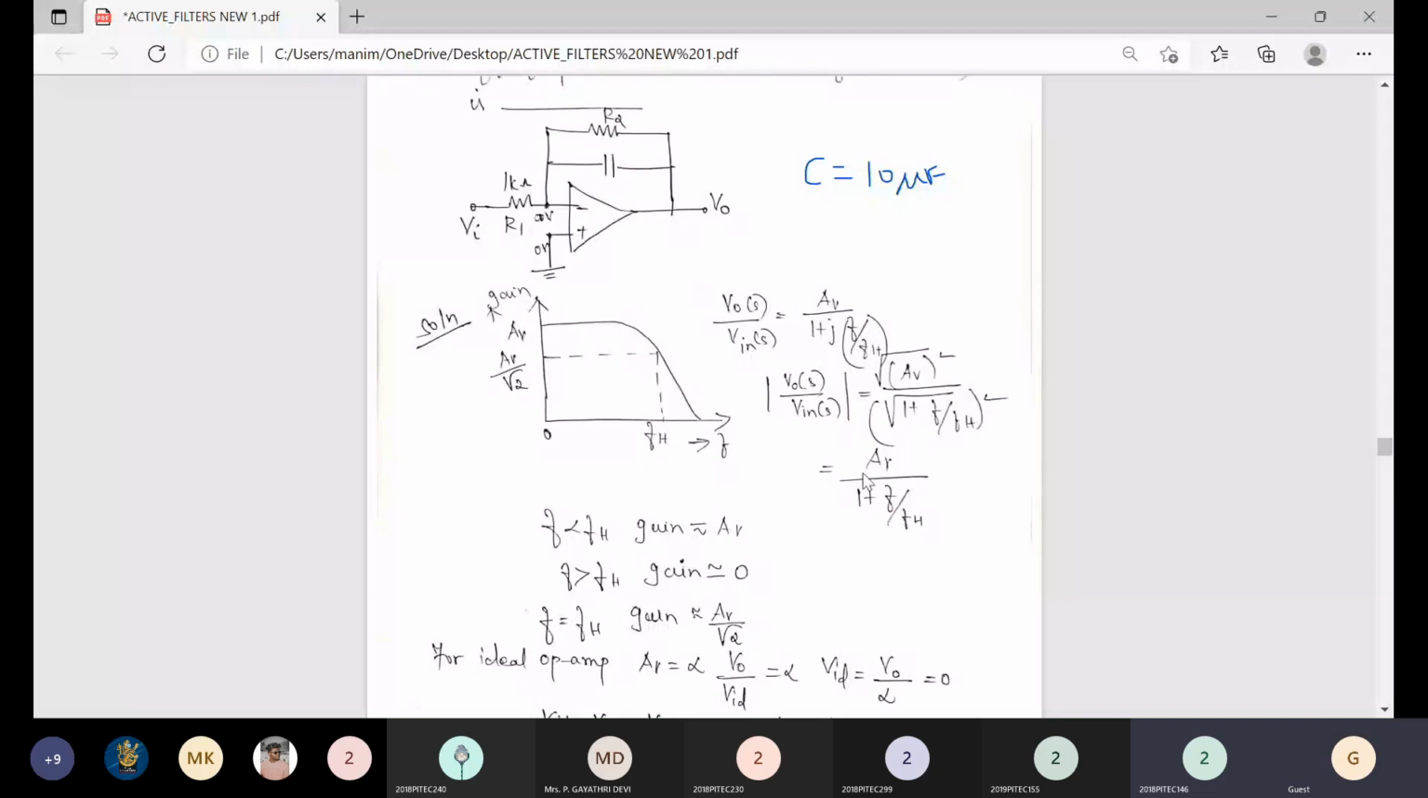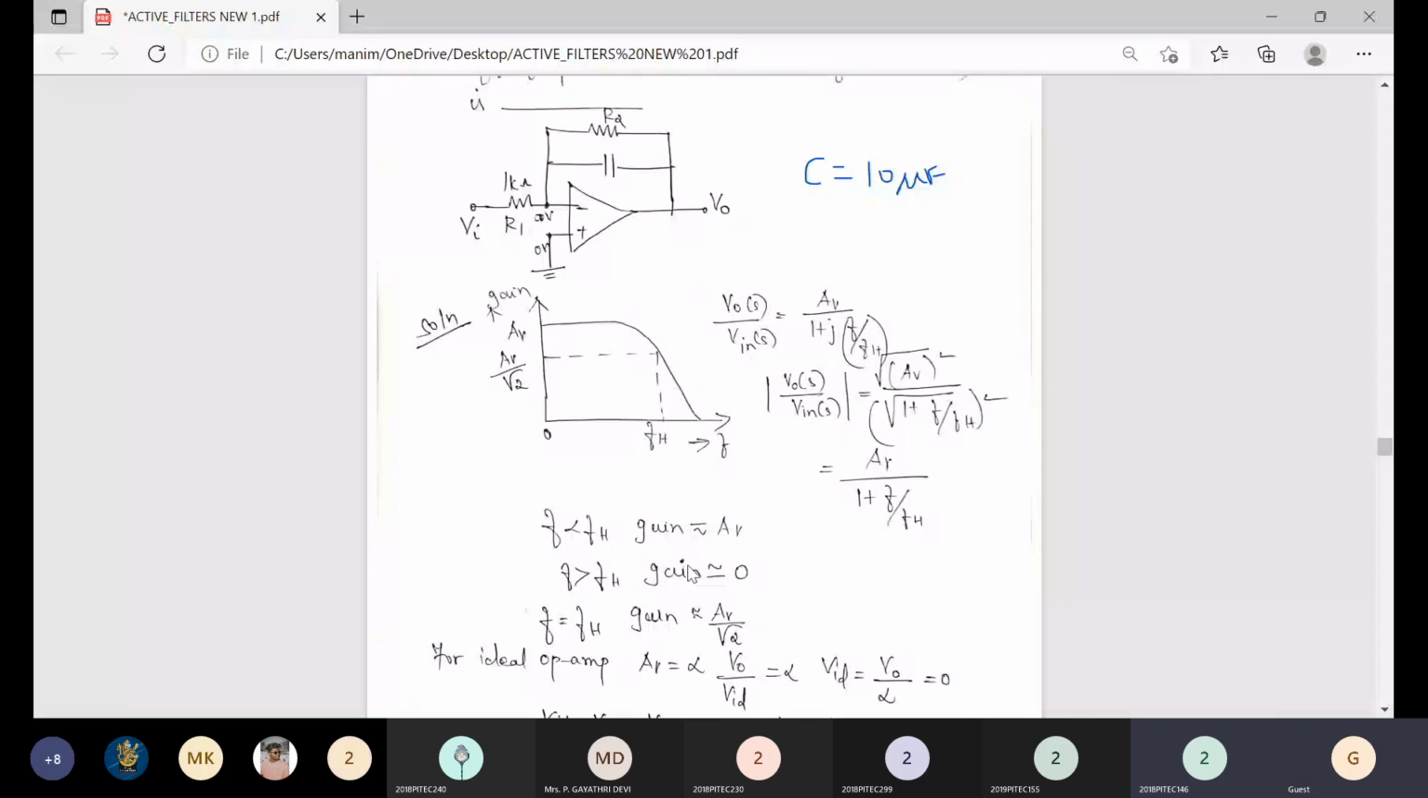Voltage gain A_V. Then consider the second case, where the frequency f is greater than the cutoff frequency. So f is a very large value, and it is in the denominator. So some value divided by a high value means the gain is approximately equal to 0. That is, f very much greater than f_H gives a gain of approximately 0.